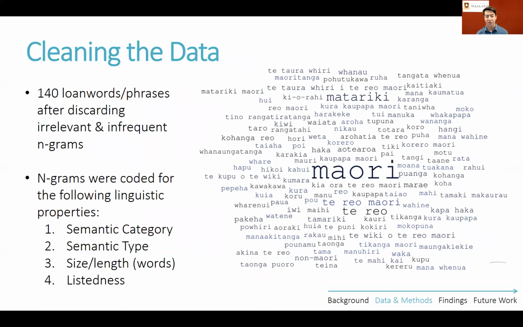We've also tagged each engram for various linguistic properties so that we can find out how these correlate with the loanword sets in each text. So the semantic category of the loanword is whether it's a social culture term, flora and fauna, material culture, etc., which follows categories proposed by McAllister. Semantic type follows Myers-Scotton, and this is categories such as core or cultural. In our case, we actually also added proper nouns because these didn't really fit into either of those categories. Size is the number of words in the engram, and finally listedness is simply whether the loanword is listed in the Oxford Dictionary of New Zealand English.